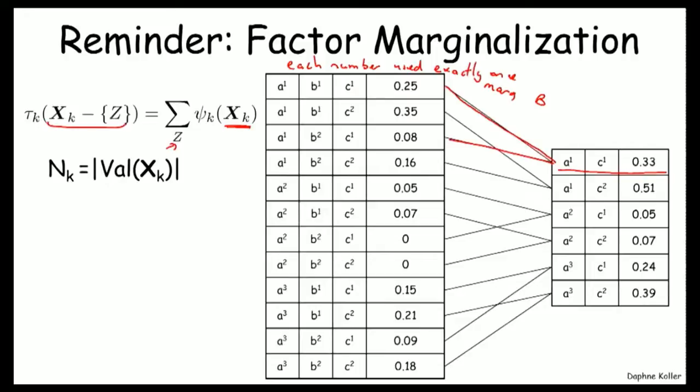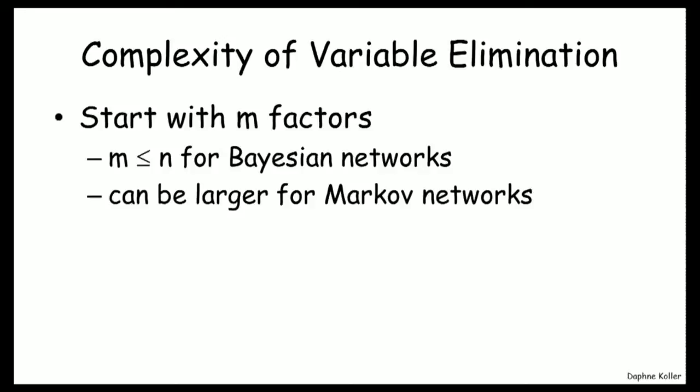And so a simple upper bound on the amount of additions that we need to do is simply the size of this factor, nk. So now let's total up the computational complexity of variable elimination. So let's assume that we start with m factors. For Bayesian networks, m is really effectively n, because we have one factor for every variable.